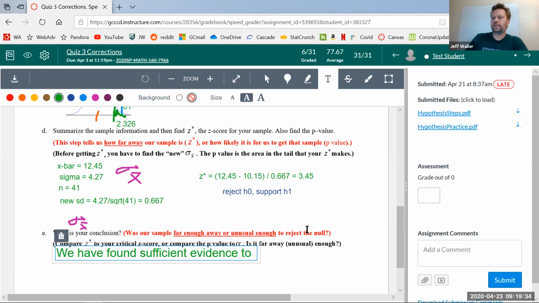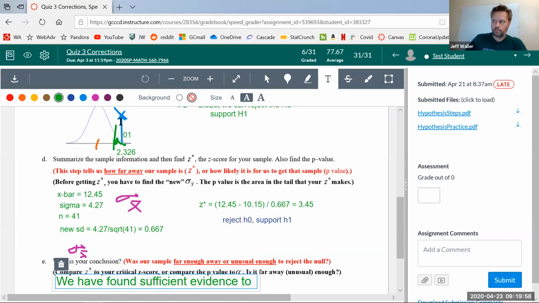We have found sufficient evidence to do what? Right here, we wrote this down already. I can reject the null, I can support the H1. There's no confidence interval here. Remember this? We made it into the rejection region, so I can reject the null, because that's the one that thinks it's in the middle. So we can reject the null, which means I can support the other one. If I can say this one is wrong, I can say this other one seems to be okay.